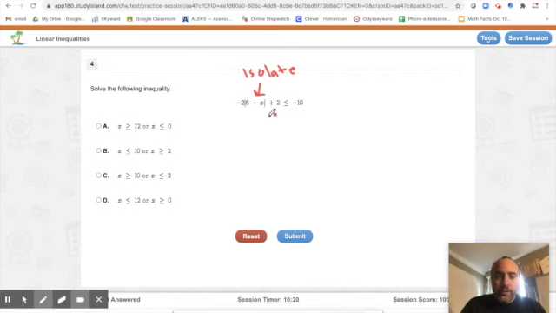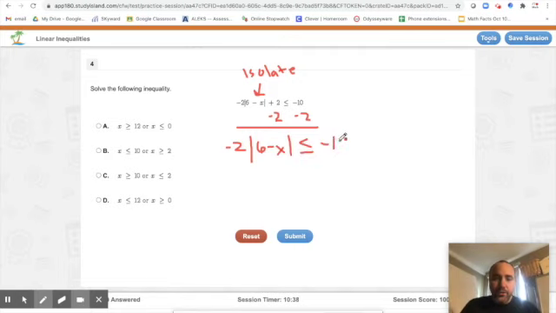So in order to do that, SADMEP, I've got to subtract this 2 from both sides. So I have -2, and then the absolute value of 6 minus x. Well, we're going to have all kinds of negatives in this one. Is less than or equal to -12. And then, since it's -2 times that whole absolute value, I need to divide by -2, keeping in mind that when I divide by -2 here, I need to flip that sign.